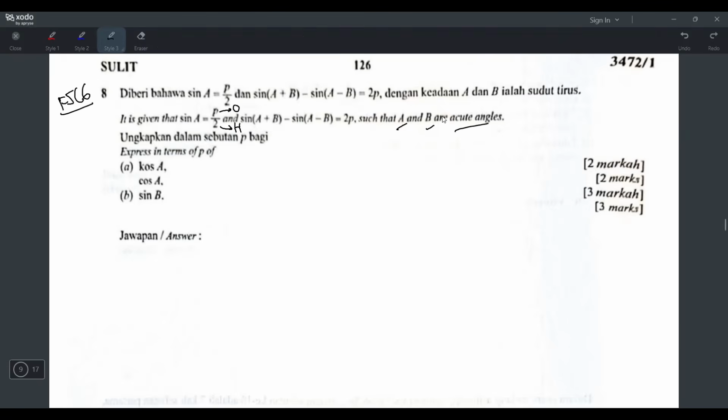Such that A and B are acute angles. Acute angle means quadrant 1, so they are both in quadrant 1. Expressed in terms of P, of cos A and sine B. Alright. This type of question, you must draw.